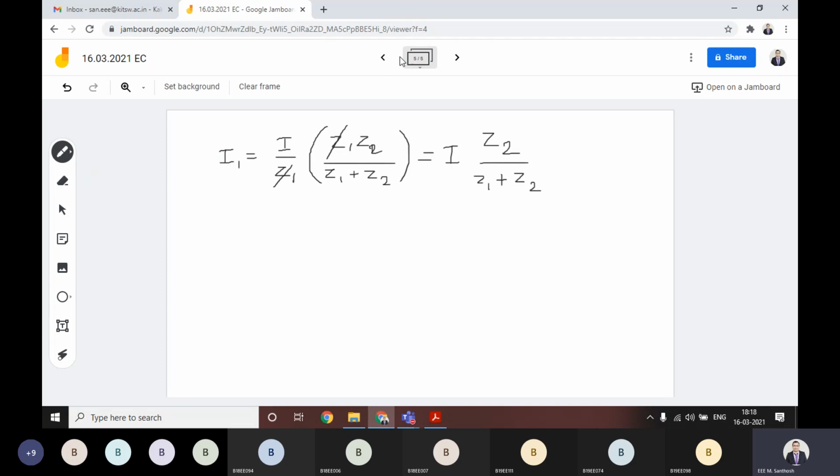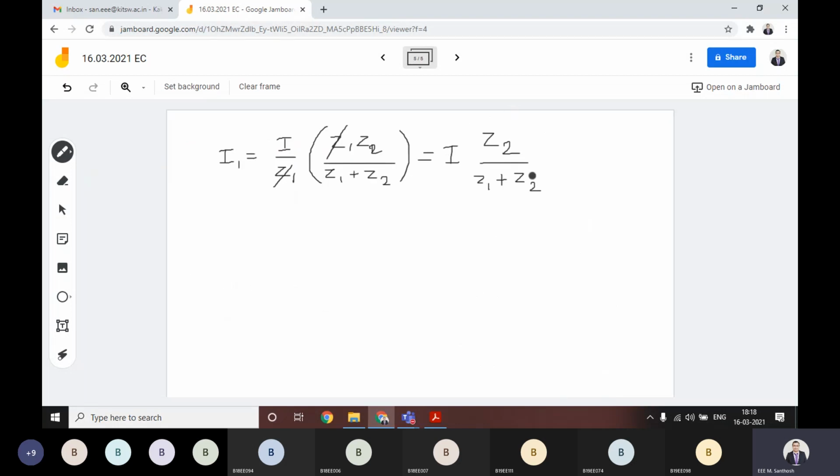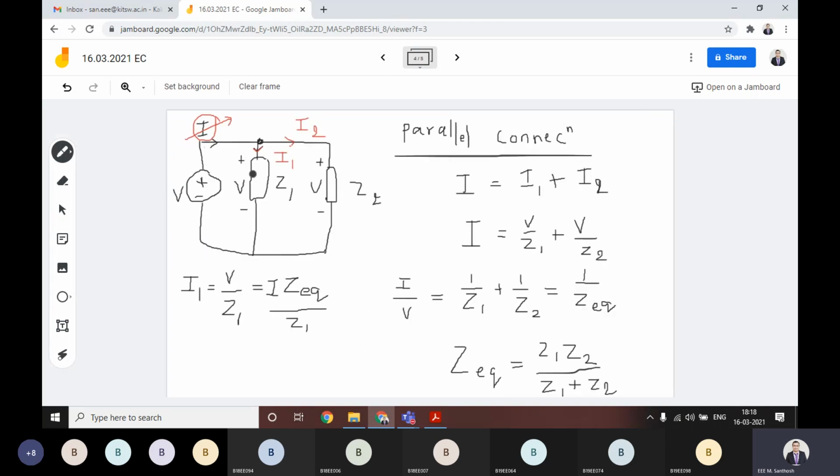That means whenever you are calculating the current flow in this branch, you have to take the opposite impedance or opposite resistance in the numerator. Same like that, I1 is I into Z2 by Z1 plus Z2. What is the value for calculation of I2? Can anyone tell me? The total current is I, into Z1 by Z1 plus Z2. Here in the numerator, Z1 will come, okay? Z1 is the opposite, that is the other branch resistance or impedance. For that reason, the I2 value can be calculated this way.